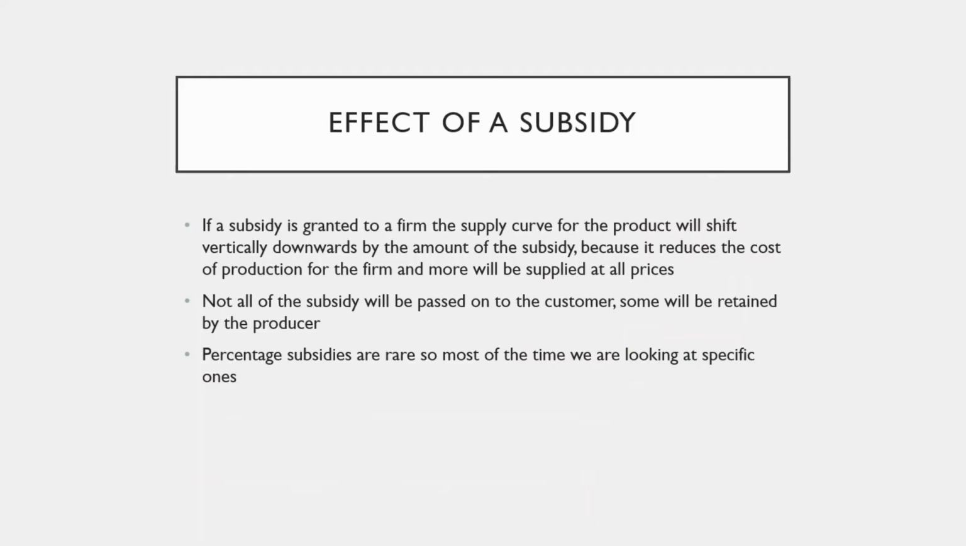So if a subsidy is granted to a firm for the product, the supply curve will shift vertically downwards by the amount of the subsidy, because it reduces the cost of production for the firm, and more will be supplied at all prices. Not all the subsidy will be passed on to the consumer. Some will be retained by the producer. Percentage subsidies are rare, so we mostly look at specific ones.